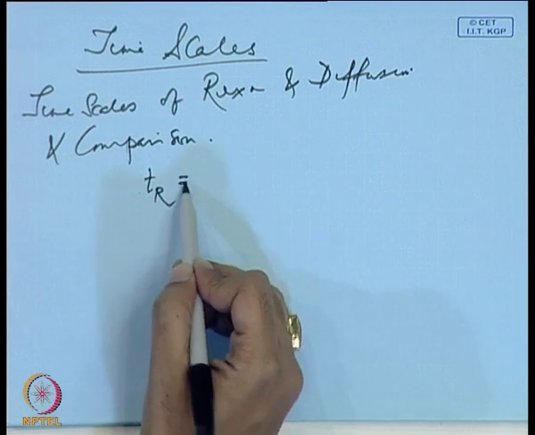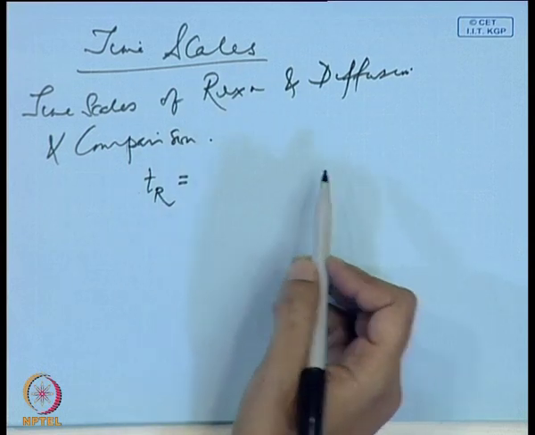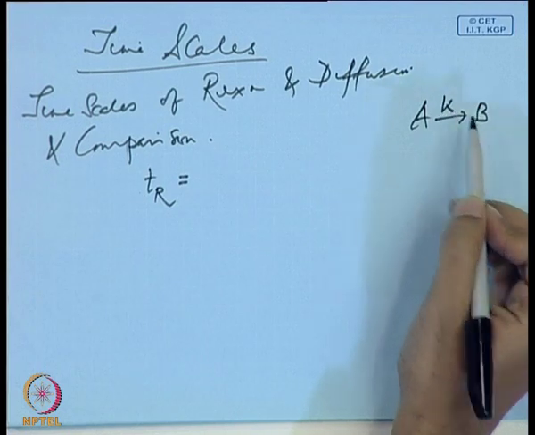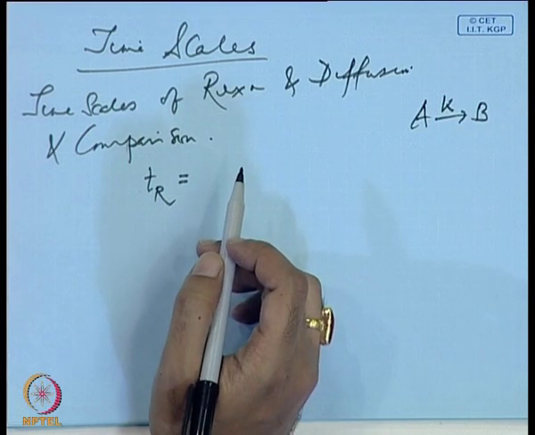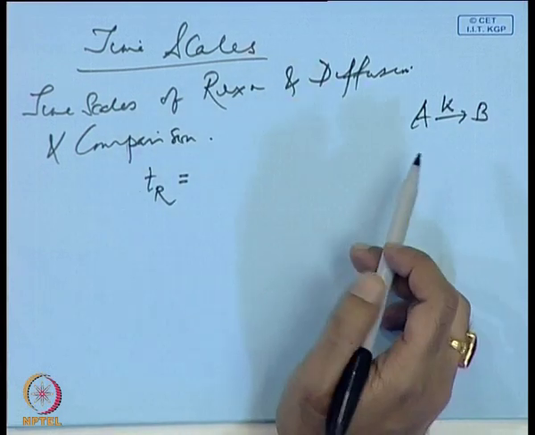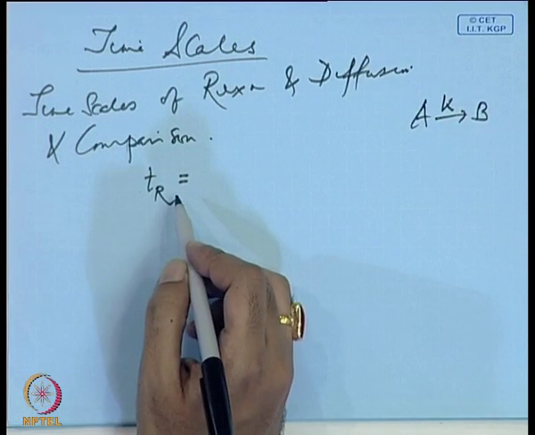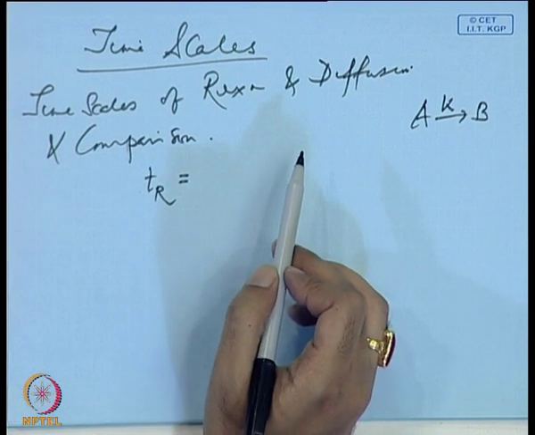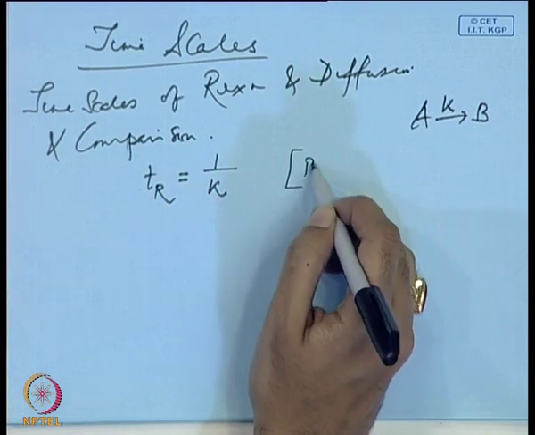Okay. TR is a time scale for reaction. What would be the time scale? How do you write it? So, you have a reaction of A going to B, with K first order. What is the unit of K for a first order reaction? Time inverse. So, what would be the time scale? One by K, right. So, that is my reaction time scale.